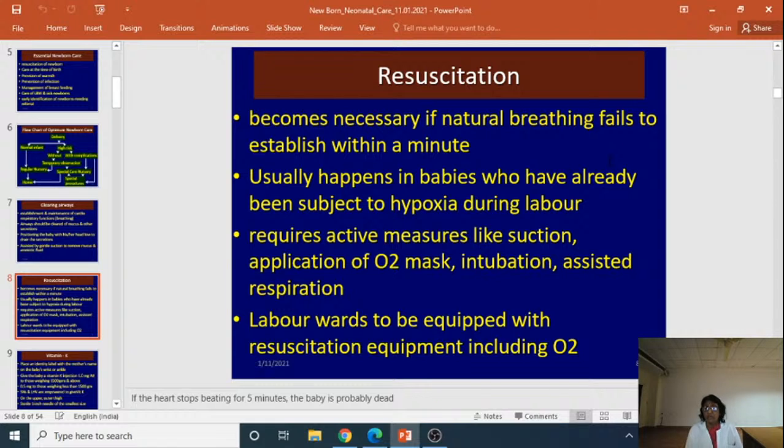So what you have to do? After doing your suction, you have to apply an oxygen mask or intubation or assisted respiration, which you all will be learning in pediatrics under IMNCI: how to apply oxygen, how to do intubation, what is the Ambu bag, everything is there. They will teach you all. And to do resuscitation, we need the labor rooms, because the labor room is the place where the woman delivers. So it should be equipped with equipment including oxygen.